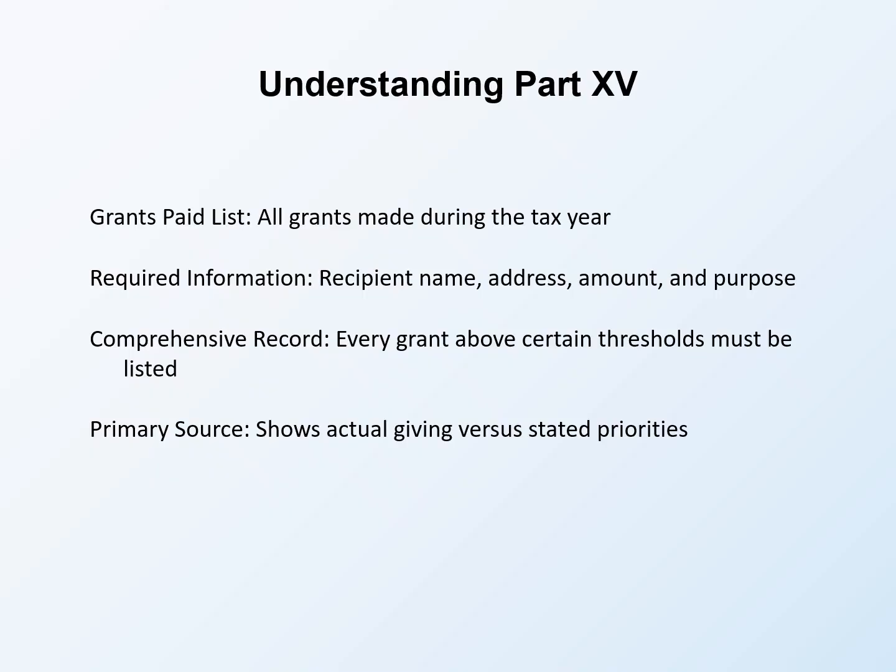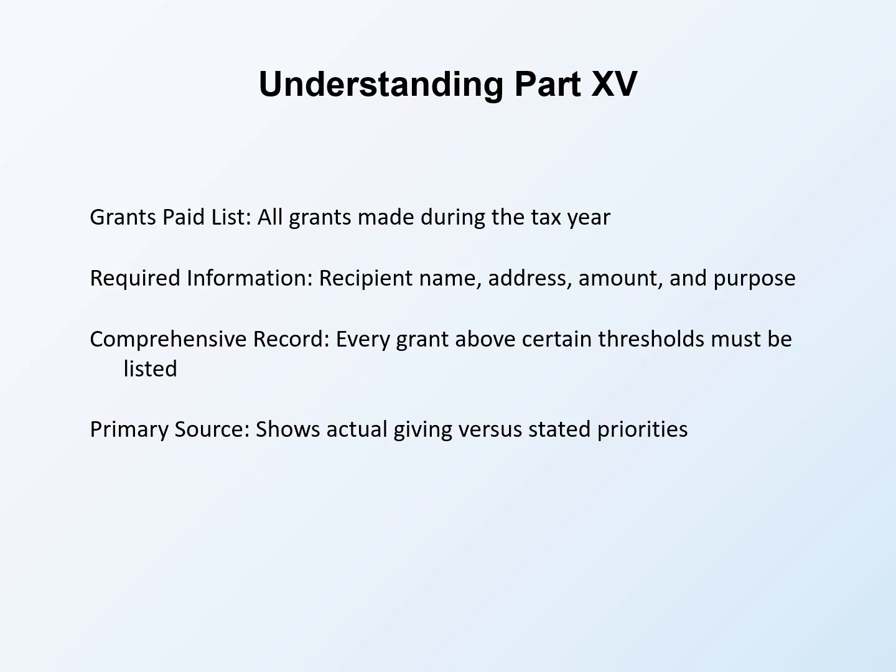Part 15 of Form 990-PF contains the grants paid list, a comprehensive record of foundation grant making. The grants paid list includes all grants and contributions the foundation made during its tax year. This is not a sample or selection, it is the complete record of charitable disbursements to other organizations. Required information for each grant includes the recipient organization's name, address, the grant amount, and a brief description of the purpose. This standardized information enables systematic analysis across all grants.